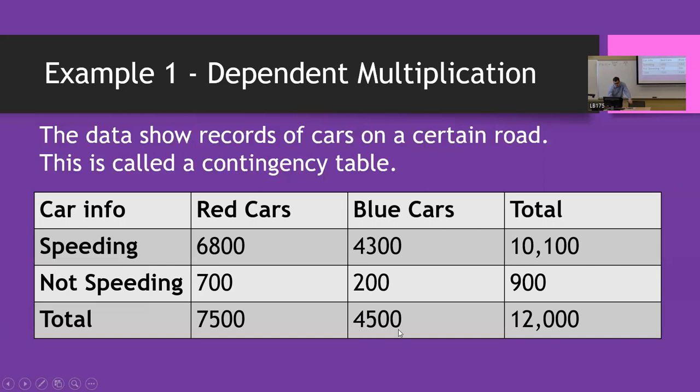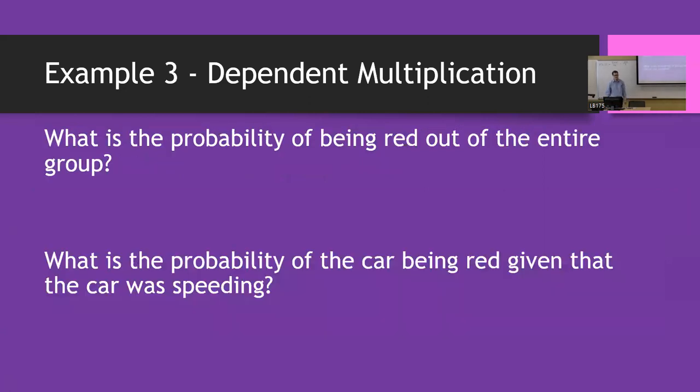There was a total of 4,500 blue cars. Of the blue cars, 4,300 were speeding and 200 were not speeding. And then if you look at the speeding, there was a total of 10,100 speeding cars and a total of 900 non-speeding cars. Everybody get what those numbers are telling us? Now, we're not going to do the conditional probabilities yet.